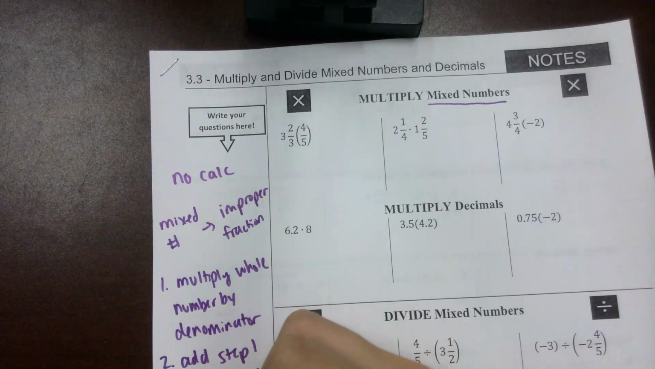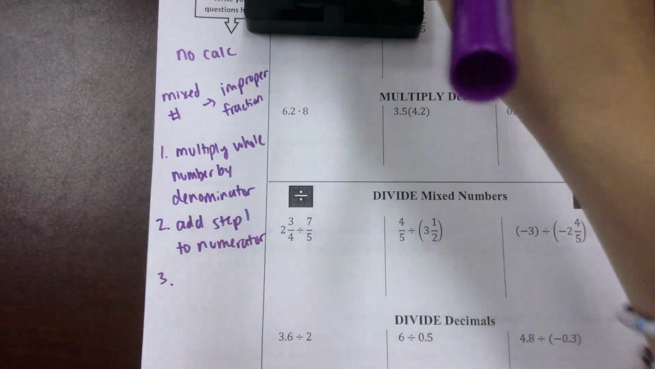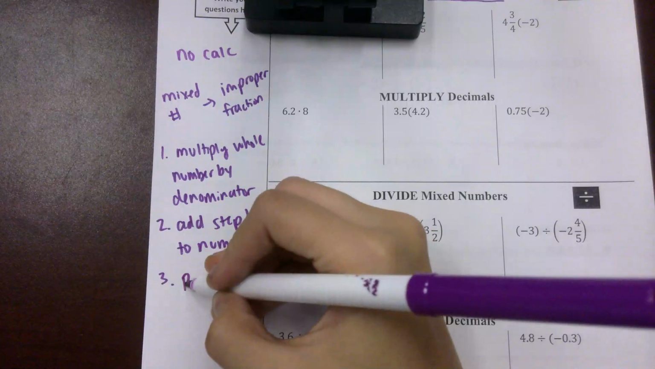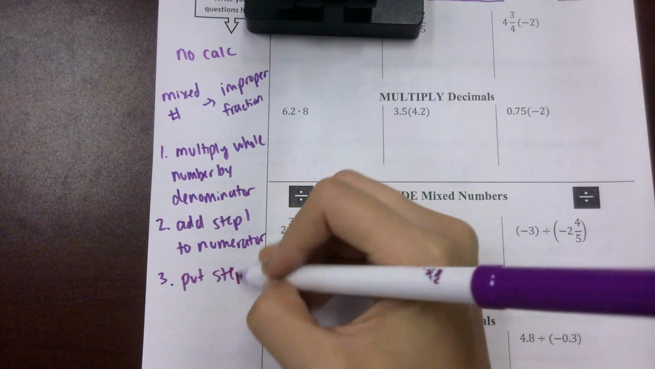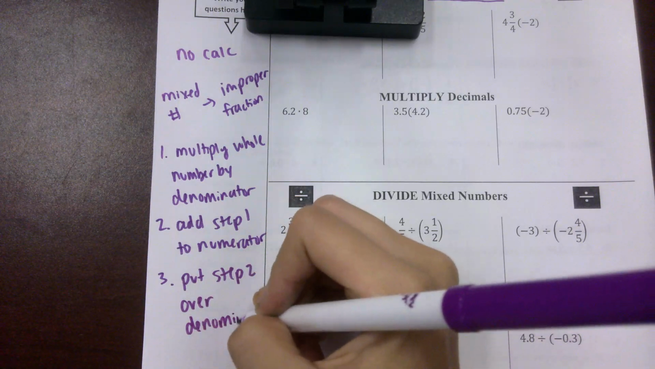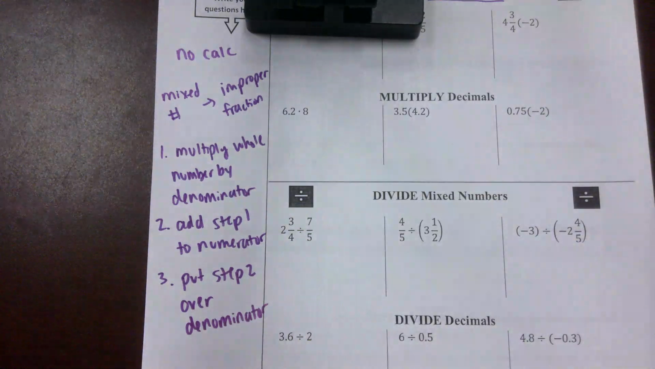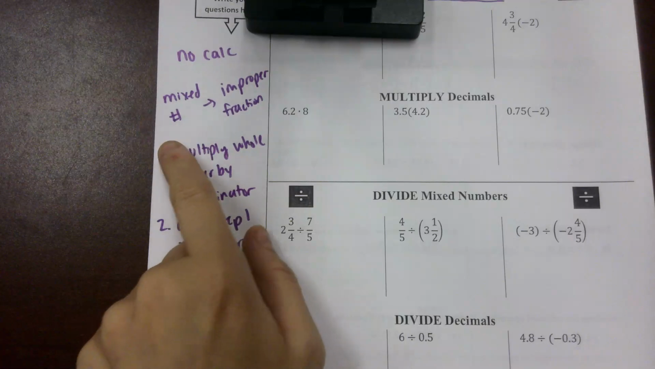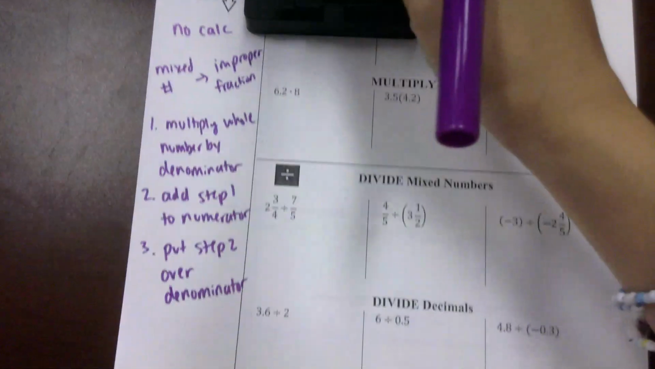And then step 3, my handwriting's so bad, put step 2 over the denominator. That seems like a lot, but once you get used to it, you'll be able to do it. And some of you are pretty good at going improper to mixed. So now we're just going mixed to improper. Okay, so let's do an example.